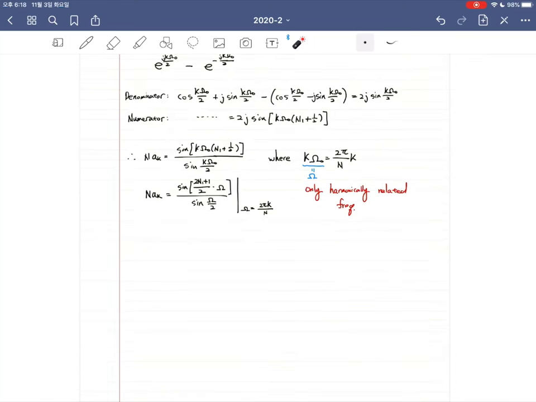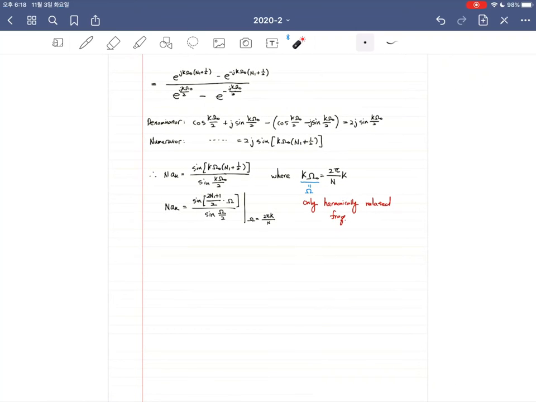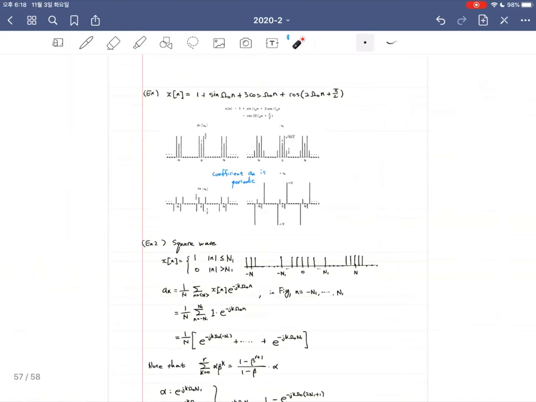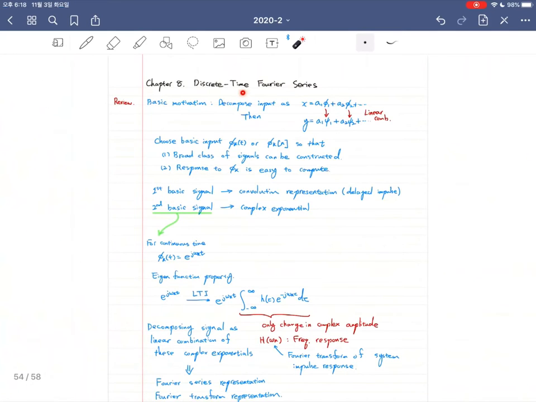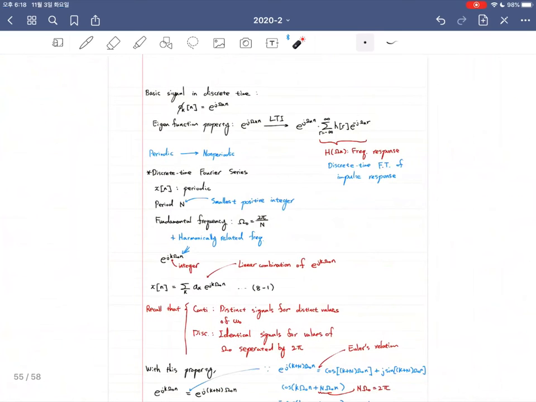Okay, we are currently at Chapter 8, which is about the discrete time Fourier series. The derivation for the discrete time Fourier series is similar to the things that we did with continuous time.